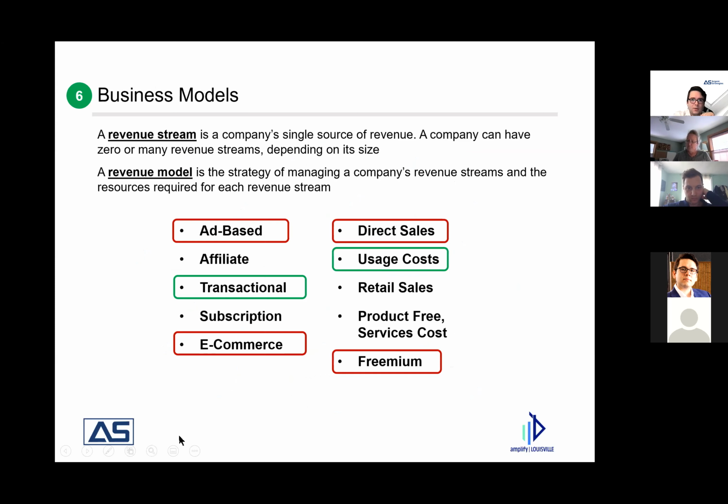Let me go to the next one. So business models. There's obviously every business model under the sun, everything from advertising, being an affiliate marketer, selling something on a transactional basis, having subscriptions, doing e-commerce, whatever it might be. The important thing is to understand this. What is the primary way that you're going to start to make money? And there's two important words there. One is primary and two is start.